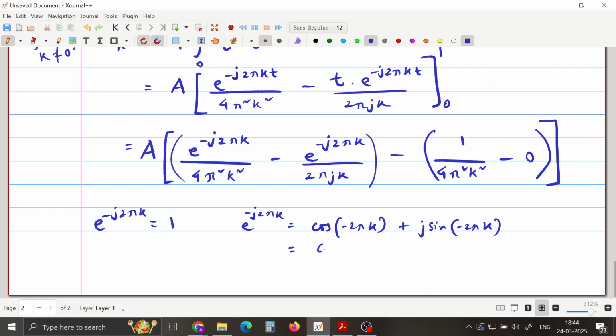So this can also be written as cos 2 pi k, because cos of minus theta is the same as cos theta, and you can bring the negative sign from the argument of sine outside. You have sine 2 pi k, because sine of minus theta is minus sine theta. Sine is an odd function and cos is an even function, so that's why it's happening.